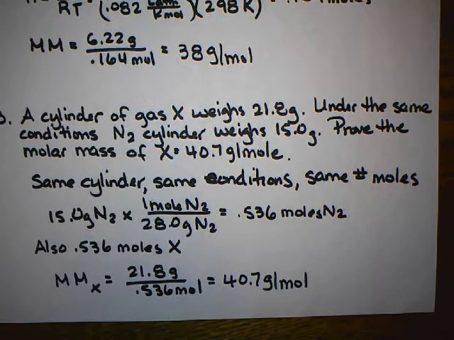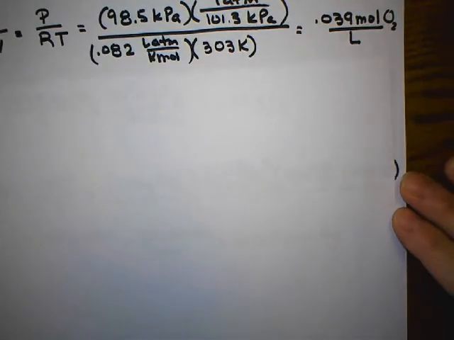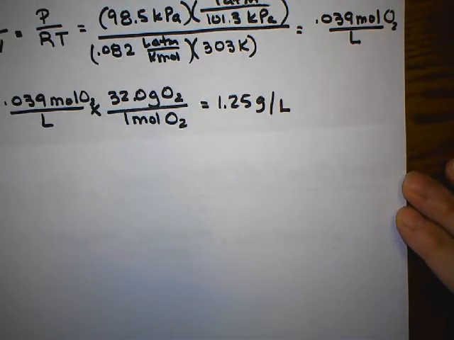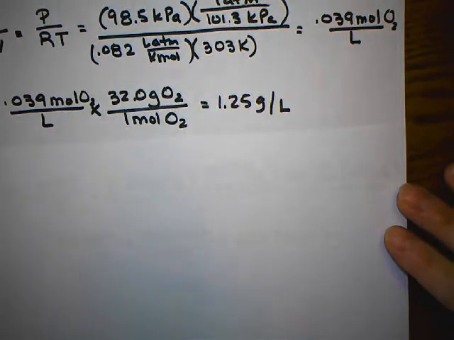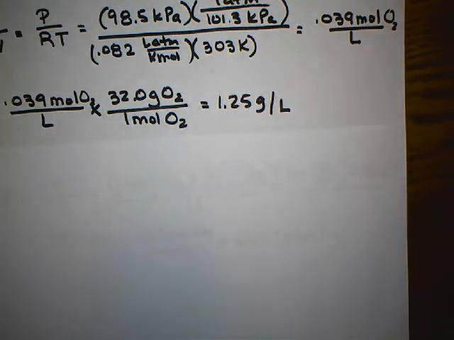Moving on, we're going to switch to idea number 4, and I completely forgot to write the question. Sorry about that. So we are looking at a sample of oxygen gas at a temperature of 30 degrees Celsius and a pressure of 98.5 kPa. Prove that the density of the gas is 1.25 grams per liter.